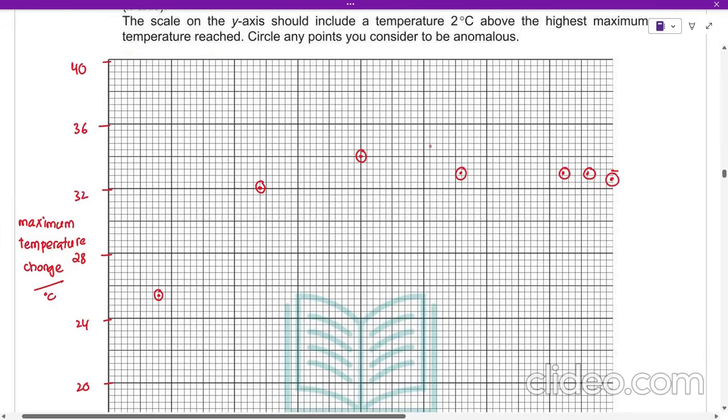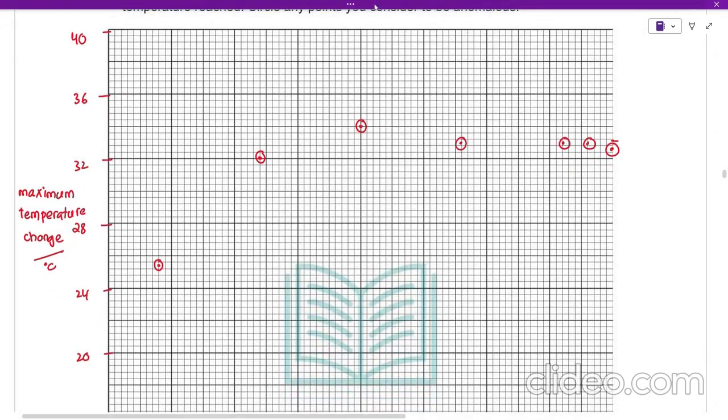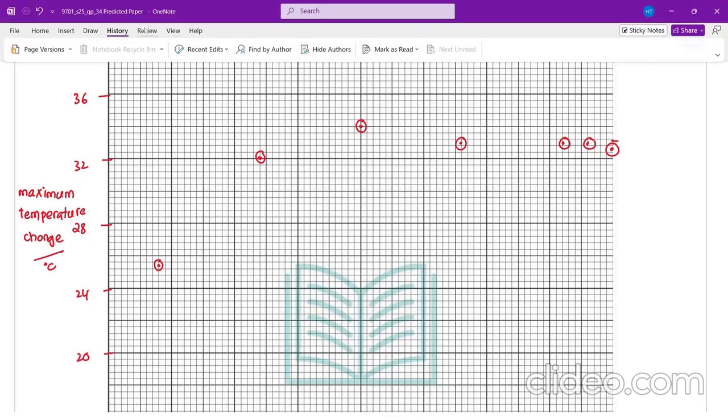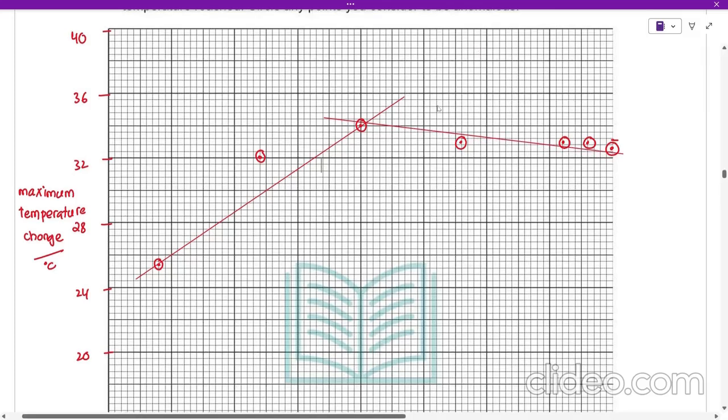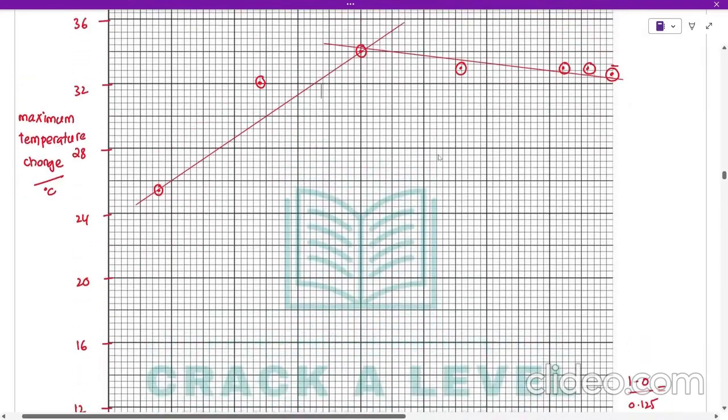So now we can just make these two lines. So this will be the first line of best fit. We are going to be extrapolating it. This is going to be the second line of best fit. Okay, so now you can see here clearly that they intersect at about this point.